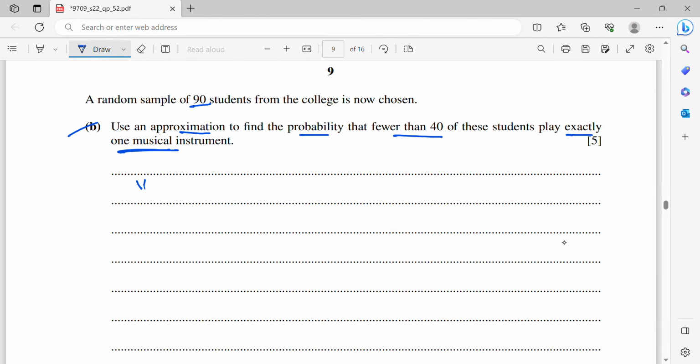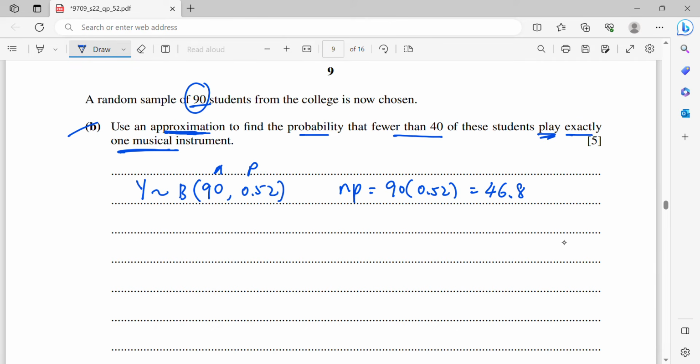So now I let Y be binomial, because the n has been changed to 90, so I will not use X again. The probability of playing exactly one instrument is 0.52, as I have mentioned just now. Since your n is large, that's why you are given the hint to use an approximation. So now I need to calculate my np first. My n is 90, this is my p. So 90 times 0.52, and I get 46.8.